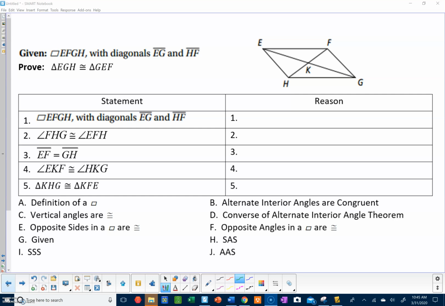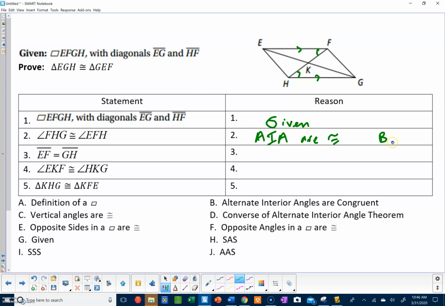As we look here, we are always going to start with our given statement, which tells us that we have a parallelogram with diagonals EJ and HF. Then we're told that angle FHG, this angle right here, is congruent to angle EFH, this angle right here. How do we know that? If we look at our choices down below, these are alternate interior angles. Remember, the definition of a parallelogram is that opposite sides are parallel. So I have parallel lines with alternate interior angles, which are congruent, which is choice B.